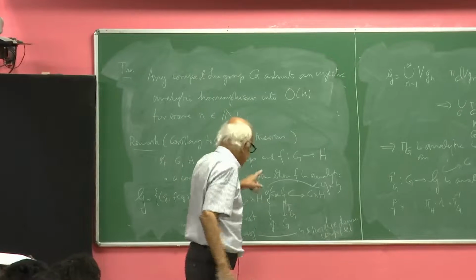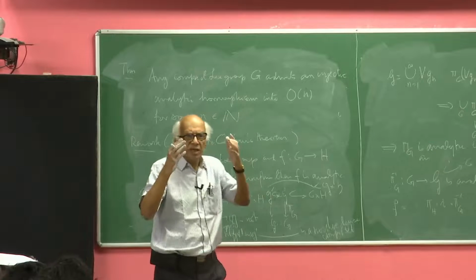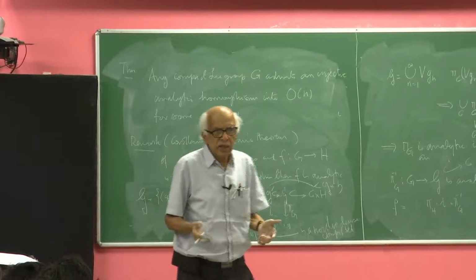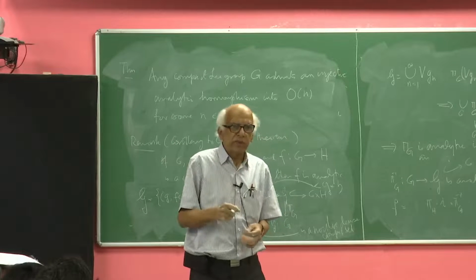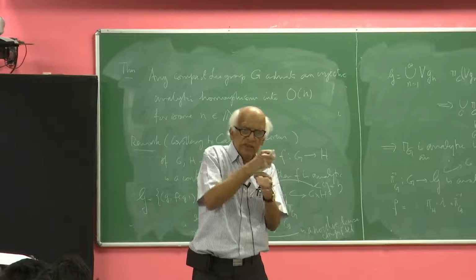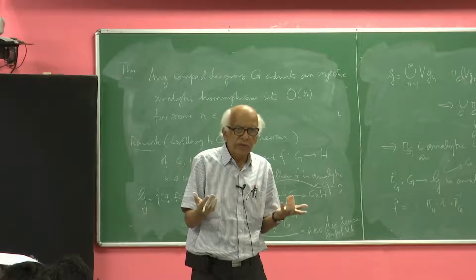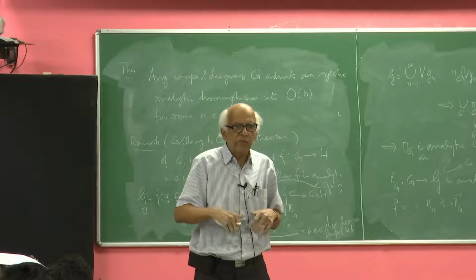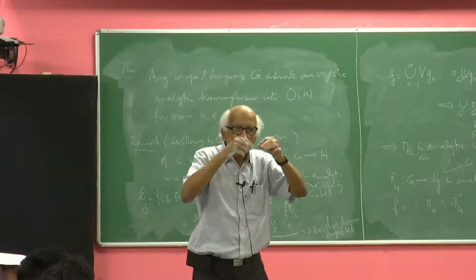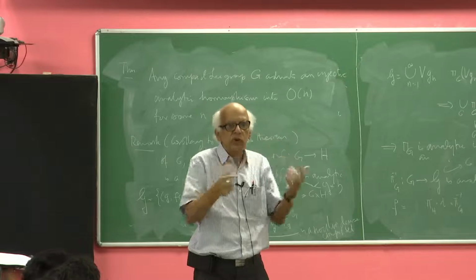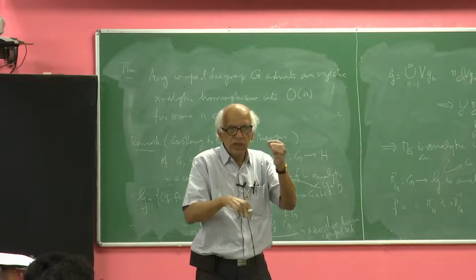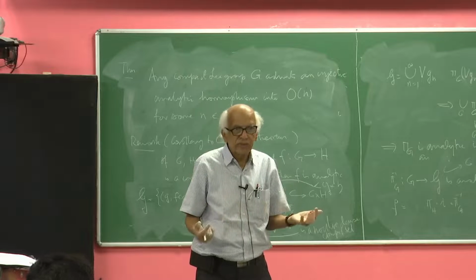Yeah, it's bijective. The point is, I want to say the mapping is analytic. I want to invert it as an analytic map. It's bijective. The inverse exists as a continuous map. That is not a problem. I want to say it exists as an analytic map. And for that, you'll have to prove that its analytic inverse exists, which means you have to prove that d pi, the differential, is an isomorphism.